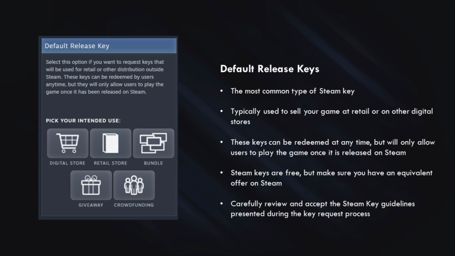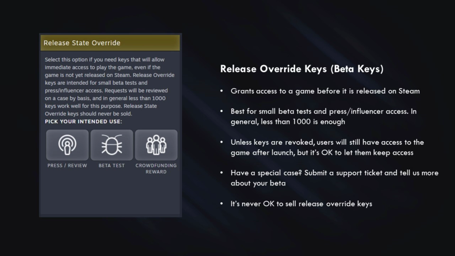Okay, now moving on to the next type of Steam key, let's talk about release override keys, sometimes called beta keys. These keys grant immediate access to your game even before it is officially launched on Steam. Now, these keys are best used for small beta tests, or if you want to give out keys to press or influencers before your game is actually launched. If you have a much larger stress test in mind for your game, or you think you need a large number of release override keys for another reason, you can always reach out to us via a support ticket and we'll review your request. We can usually figure out something that will work for you.